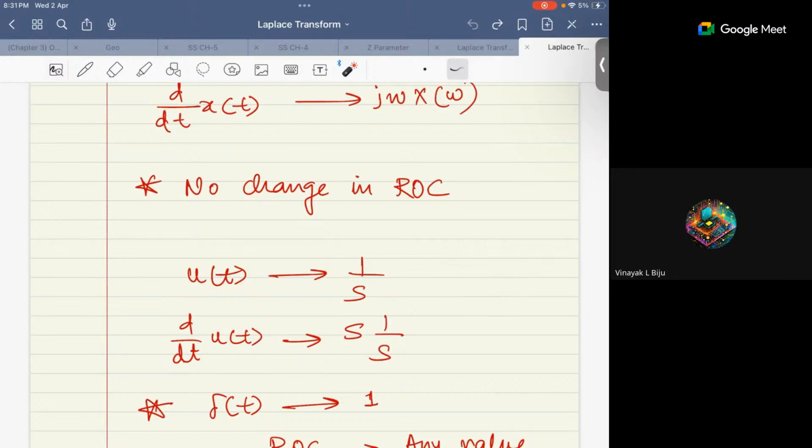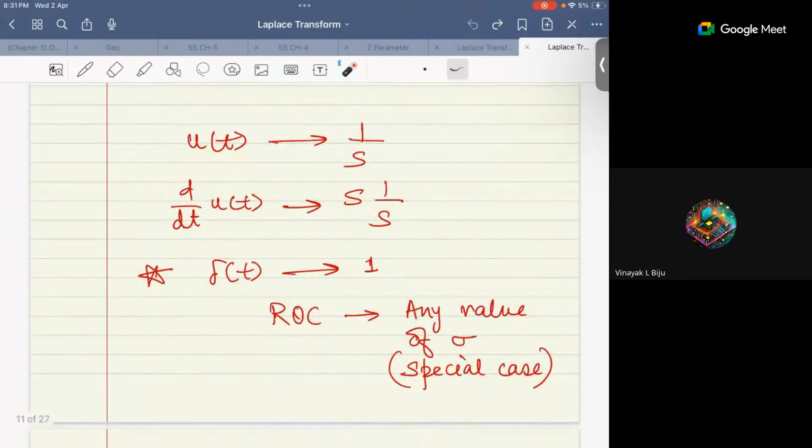But there is one thing for the delta function: this is a special function. Here the ROC will be all. For the ut function, sigma was greater than 0, but this del function is the only exception that you have. Here the ROC will be any value, so this will be for sigma belongs to all R. Okay, is this clear?